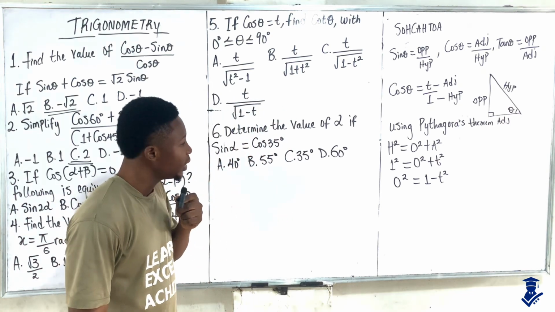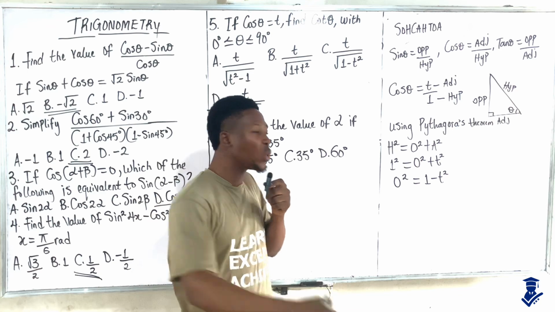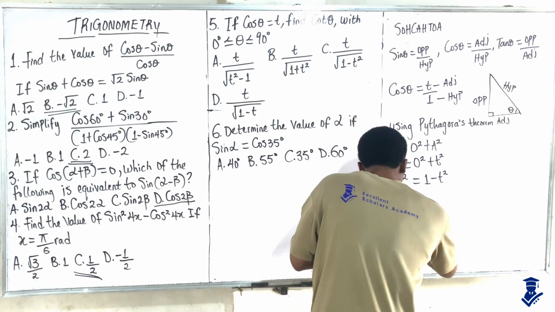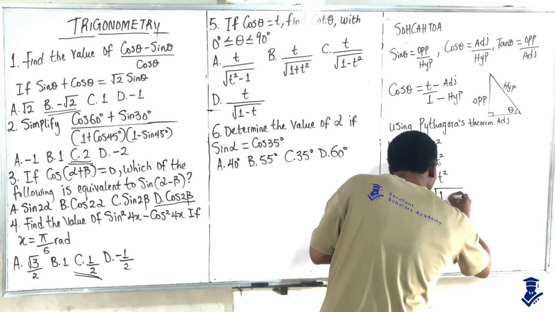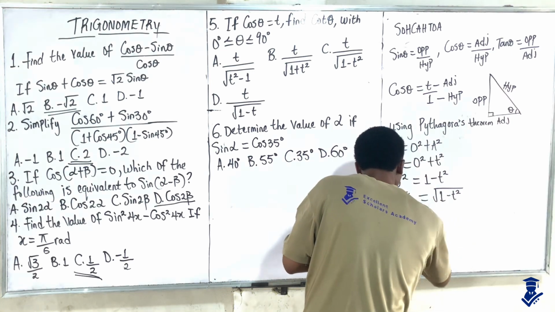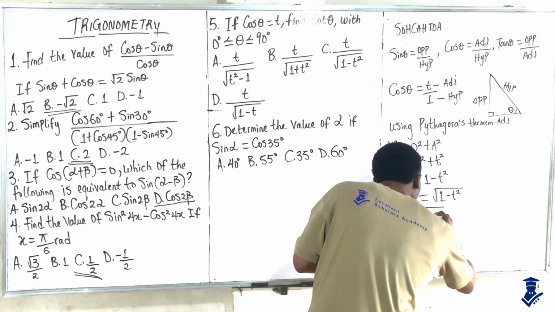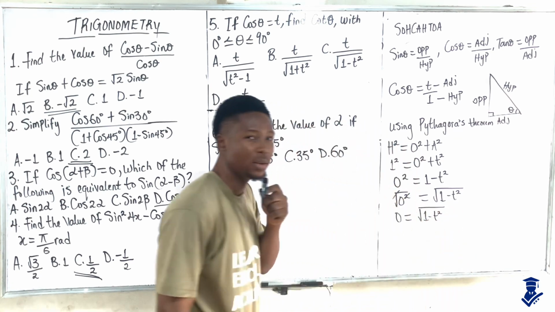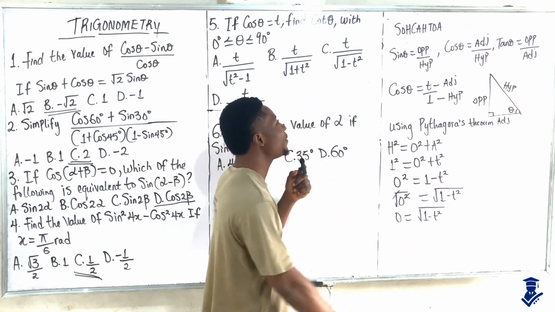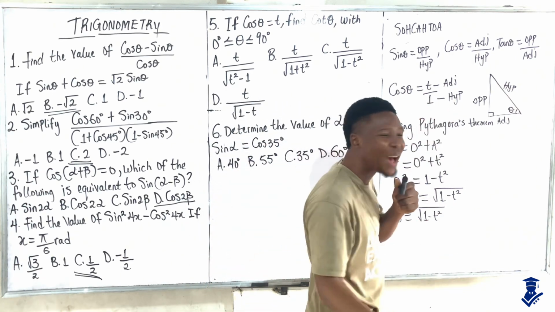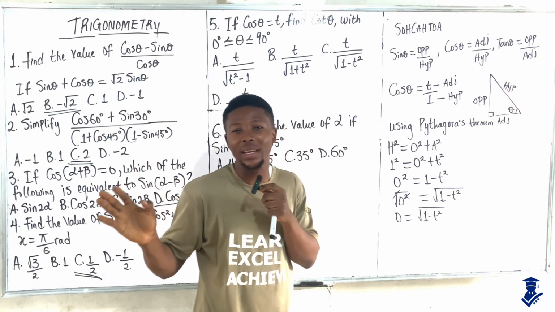Now, we're not looking for the opposite squared. We are looking for the opposite. So, we have to take the square root of both sides. And then, square will cancel square root. So, we have the opposite to be equal to square root of 1 minus t squared. Now, we have our opposite, we have our adjacent, and we have our hypotenuse. Now we can find any other trigonometric identity.